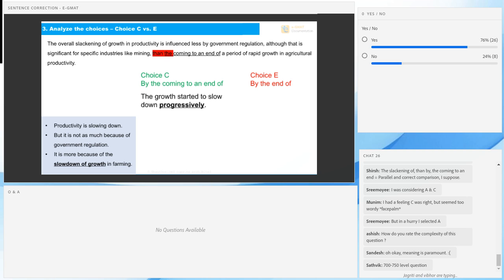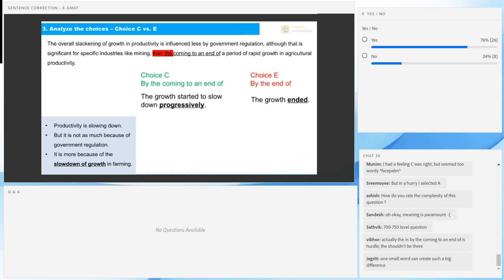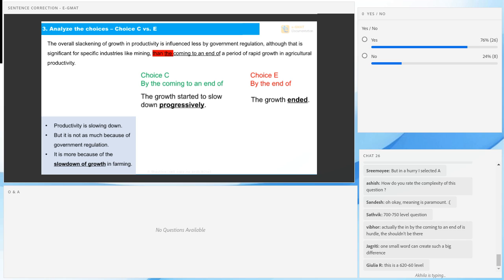So that is where you have to focus on the meaning of the sentence and not go by what seems to be polished, what seems to look elegant. Okay, so one small word can create such a big difference. Absolutely, Jagriti. And again, if you think about it logically, it's all logical. If your manager says we have to do something before the slowdown of growth happens, versus if the manager says we have to do something before the growth ends, very different meanings out of it.